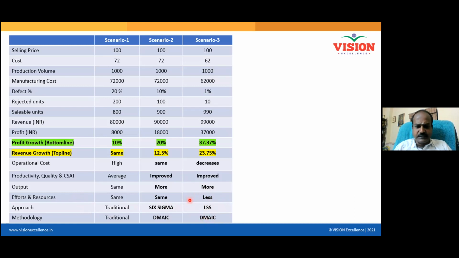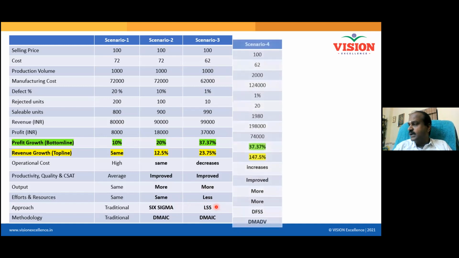Hope all of you are able to understand the difference between a Six Sigma project and a Lean Six Sigma project. A Six Sigma project will reduce the defects, but a Lean Six Sigma project will reduce defects as well as the waste. So what is a defect? What is a waste? You are going to learn from this session. And now I'm going to take you through another scenario.